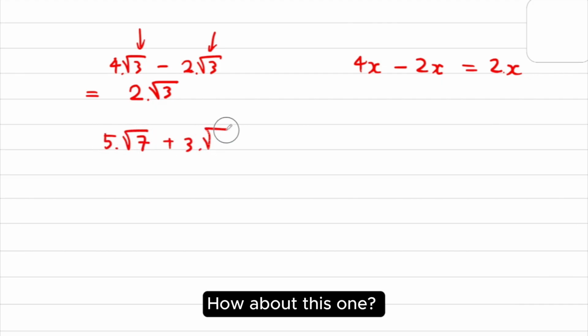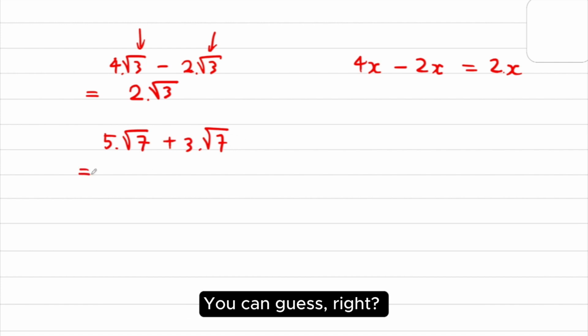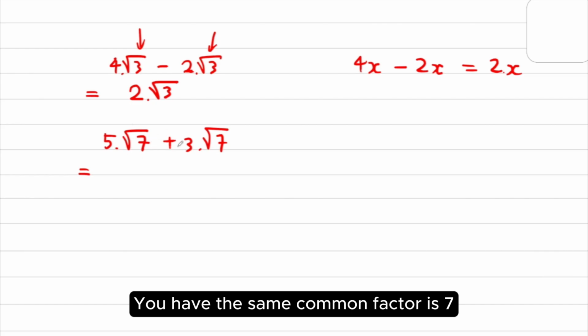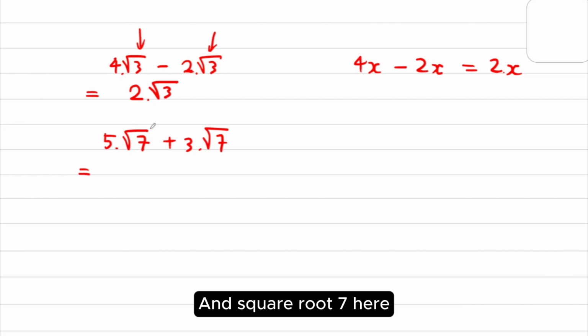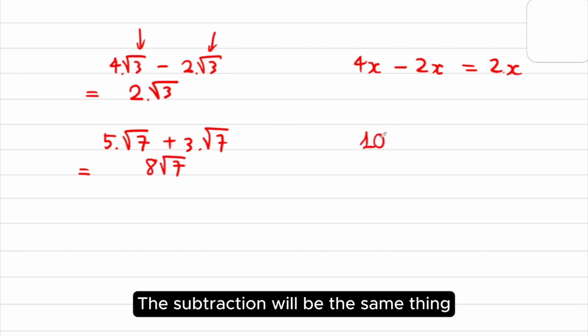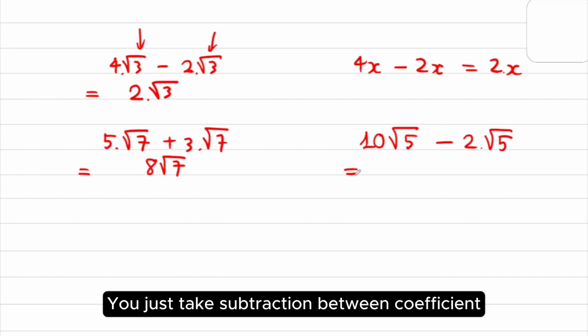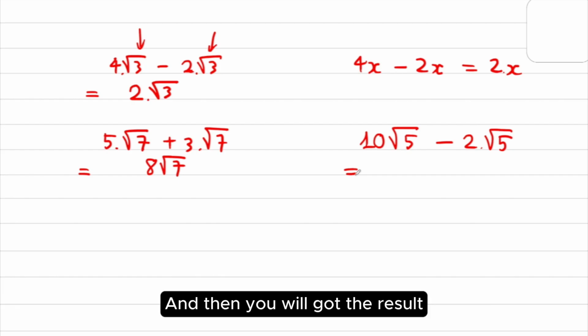How about this one? You got 5 square root 7 plus 3 square root 7. So what is your answer? You can guess, right? You have the same common factor, square root 7 here, and you got 5 and 3, so you got 8 square root of 7. The subtraction will be the same thing. You got 10 square root 5 minus 2 square root 5. You just take the subtraction between coefficients and then you will get the result.